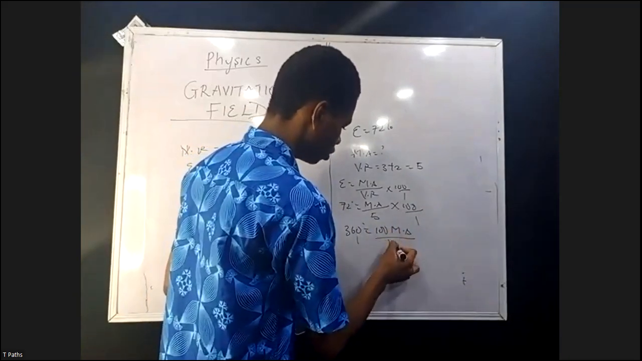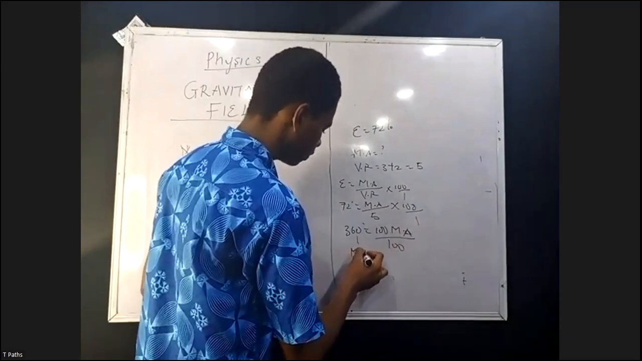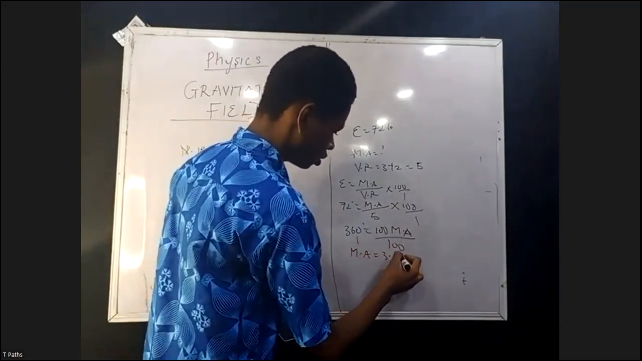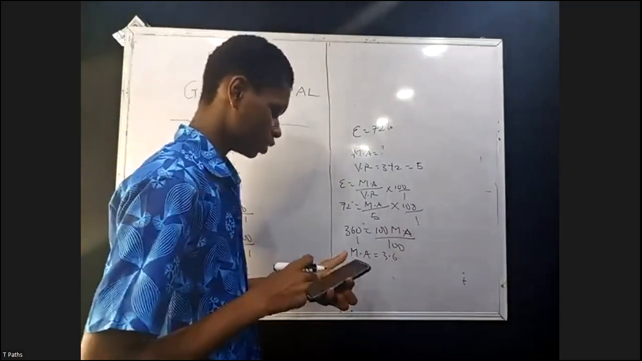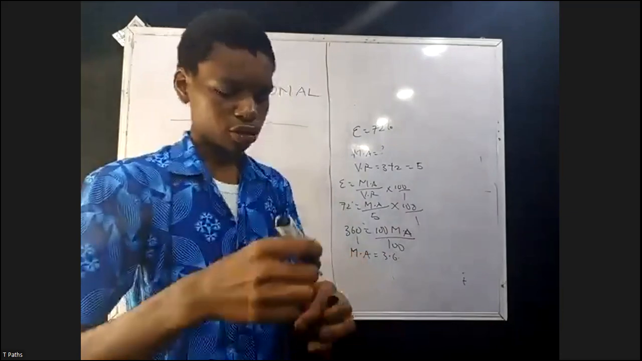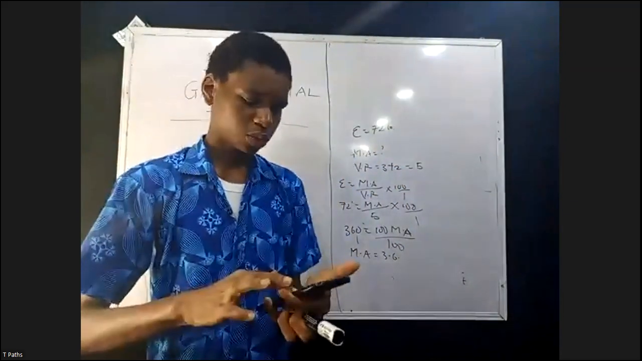So I'm going to divide through by 100 to get the value of my mechanical advantage. So my mechanical advantage will become 3.6. The question says I should find the mechanical advantage, so 3.6 is my answer, option D. So we are going to move to wheel and axle for just a few minutes, and then we'll end the class there.